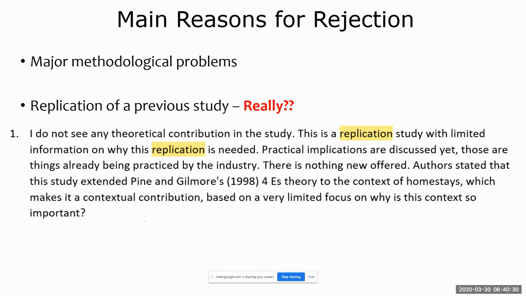Authors stated that this study extended Pine and Gilmore's theory to the context of homestays, which makes it a contextual contribution, but with a very limited focus on why this context is so important. So this gives you a full picture: if you are doing replication, but you are not putting enough emphasis on why this replication is needed or why that context is so important, then there's no point in doing it.